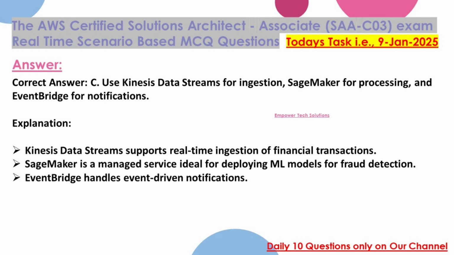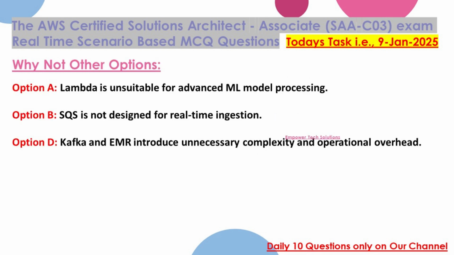Correct answer: C. Use Kinesis Data Streams for ingestion, SageMaker for processing, and EventBridge for notifications. Explanation: Kinesis Data Streams supports real-time ingestion of financial transactions. SageMaker is a managed service ideal for deploying ML models for fraud detection. EventBridge handles event-driven notifications. Why not other options?